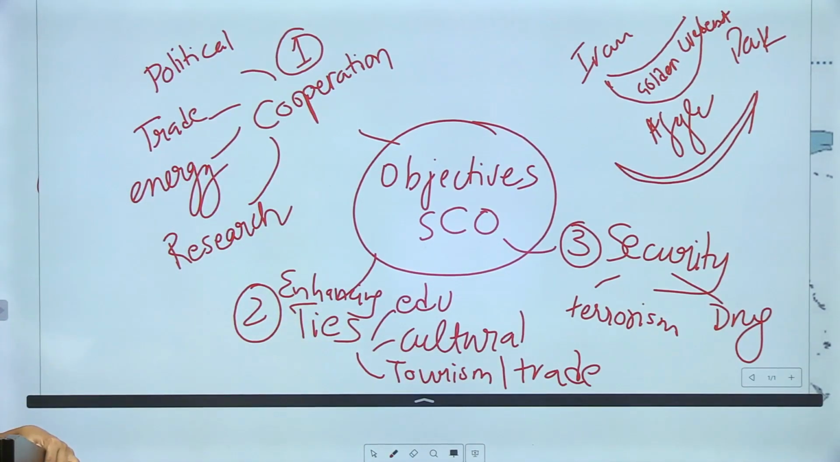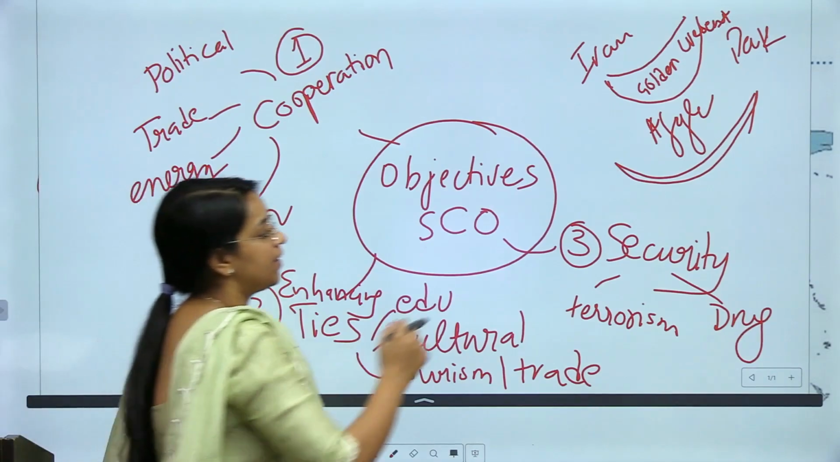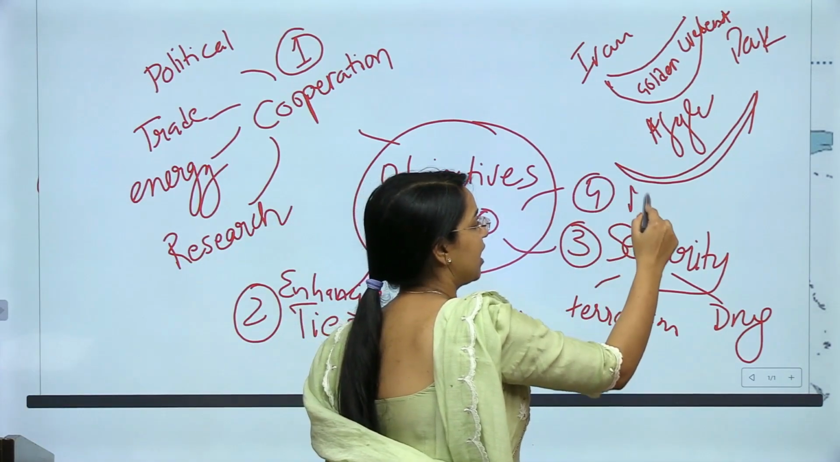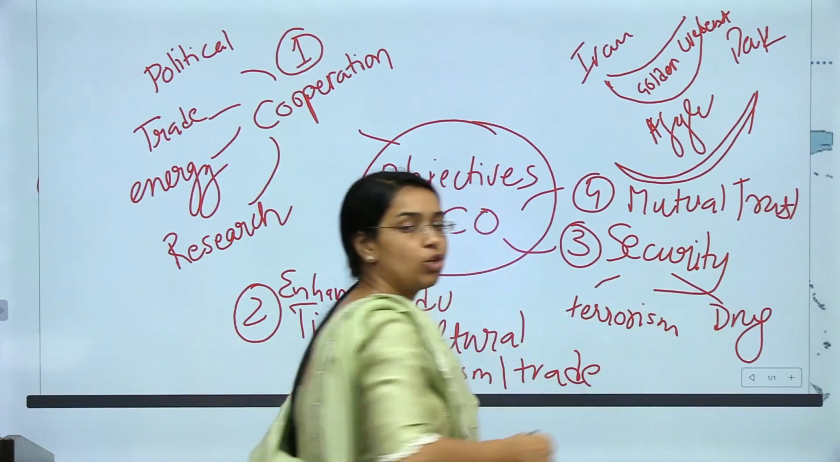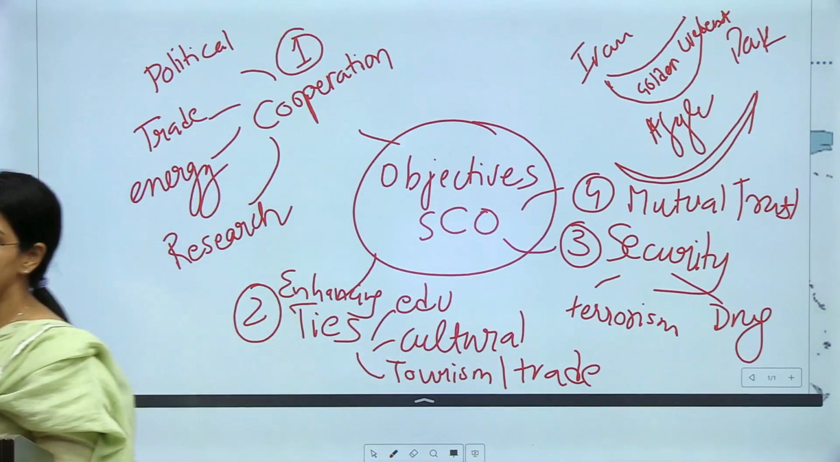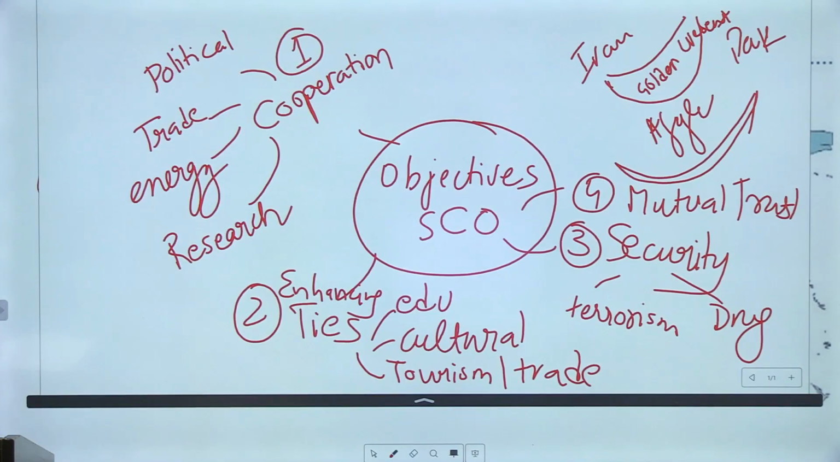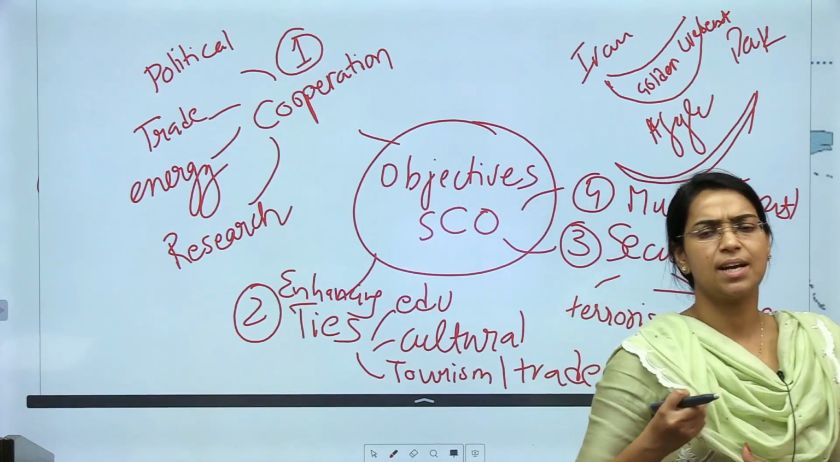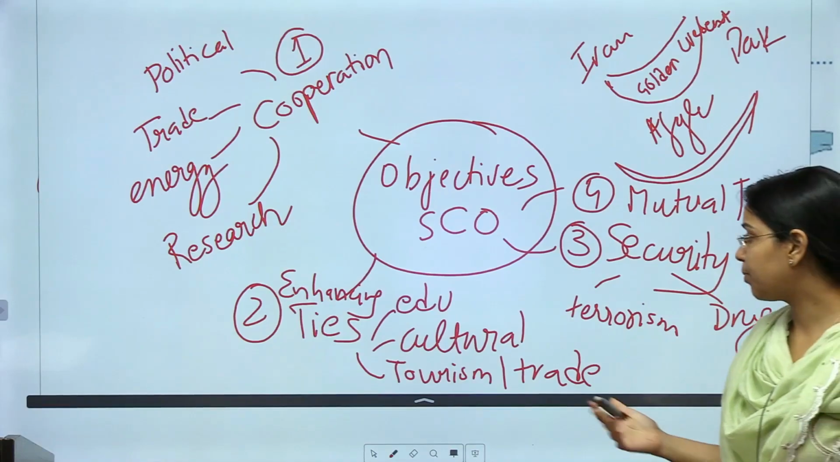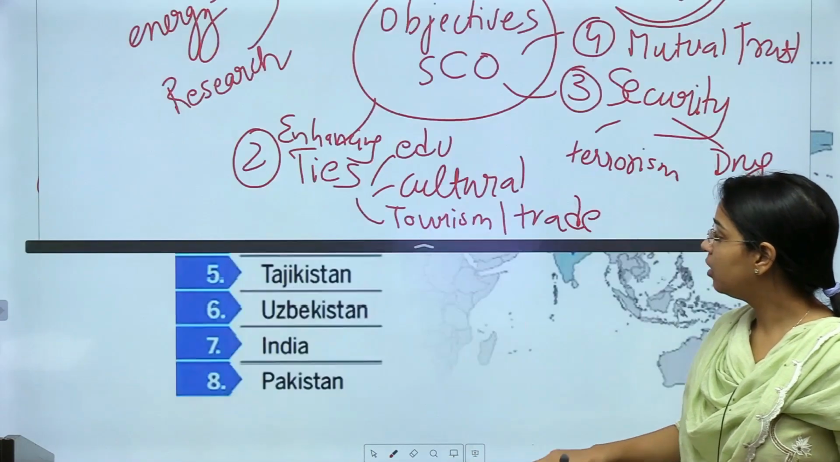Now the next objective is mutual trust बढ़ाना. इकट्ठे grouping में they are trying to strengthen their ties. So they will also try to ensure that the other countries trust them strongly. Various issues में ट्रस्ट बन सके members के बीच में, so that they can cooperate in a productive manner, right. That is also an objective of the SCO. So these are the major prominent objectives that you can cover.